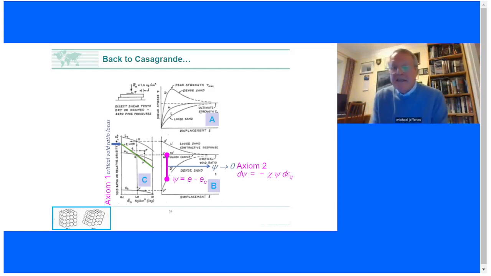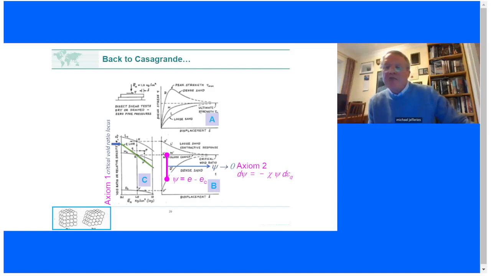We say dψ, the change of state parameter, is minus χ (that x thing is actually the Greek letter chi) times the state parameter times the distortional strain increment. And so that's where we came out. NorSand, we said, is not going to be a stress-strain model. Stress-strain is going to be a consequence. It's going to be an evolution of void ratio model.